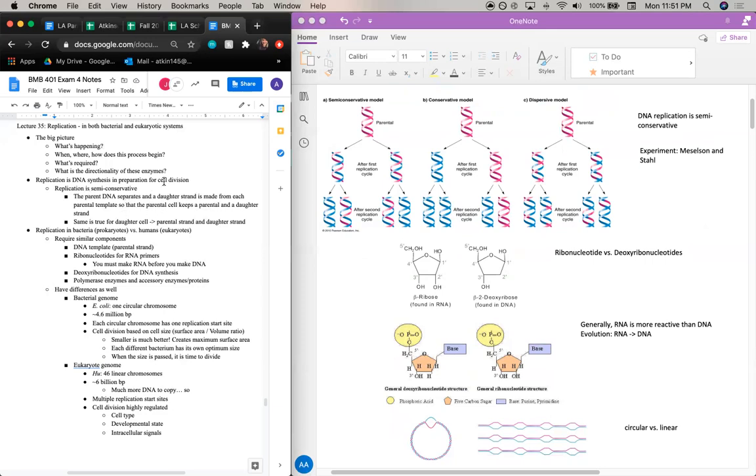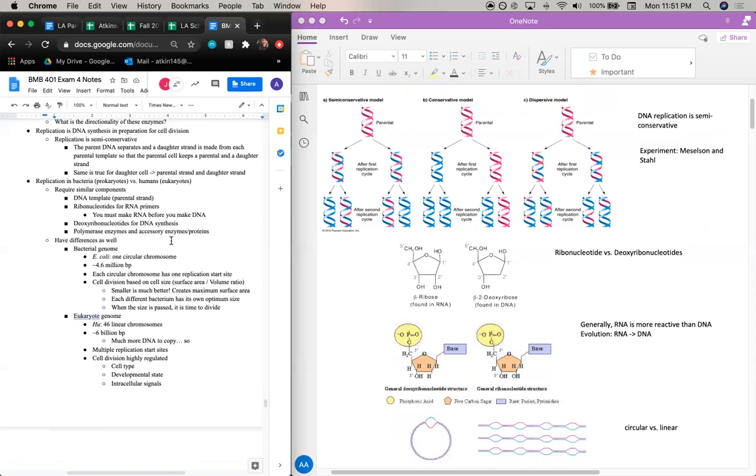Moving on, so we talked about how parent DNA synthesizes a daughter strand from the parental template so that the parental cell keeps a parental strand and has a daughter strand, so that both the parent and the daughter cell end up with one of each. Okay, so obviously replication in bacteria, or I guess replication in prokaryotes, is going to be different than replication in eukaryotes. And for our two model organisms, we're going to be using E. coli for prokaryotes and humans for eukaryotes.